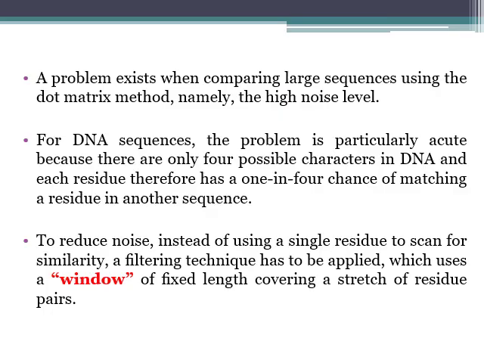Then a problem exists when comparing large sequences using the dot matrix method, namely the high noise level. For DNA sequences, the problem is particularly acute because there are only 4 possible characters in DNA, and each residue therefore has a 1 in 4 chance of matching a residue in the other sequence. So to reduce the noise, instead of using a single residue to scan for similarity, a filtering technique has to be applied, which uses a window of fixed length covering a stretch of residue pairs.